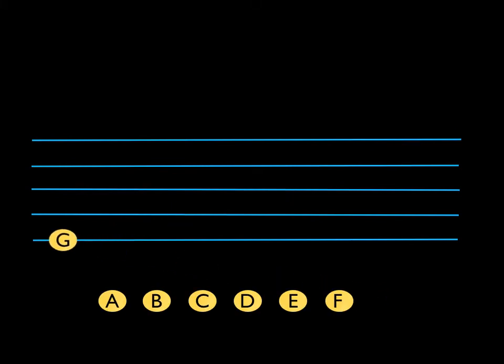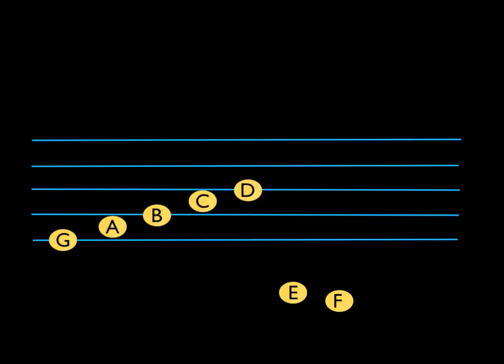Sometimes G is on the bottom line. So if G is on the bottom line, then after G comes A in the alphabet, and then B on the line, C on the space, D on the line, E on the space, F on the line, G on the space, and A on the line. Makes sense, right? It's pretty straightforward.